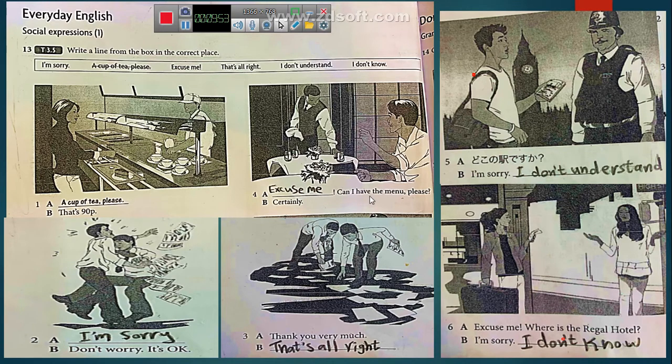Excuse me, can I have the menu please? Certainly. Here it refers to the Japanese or Chinese language. I'm sorry, I don't understand. Excuse me, where's the Regal Hotel? I'm sorry, I don't know. We use these social expressions depending on the photo and the gaps of the conversation.